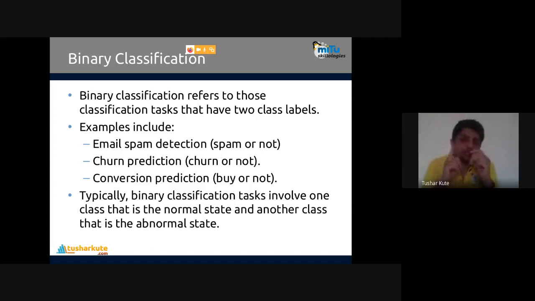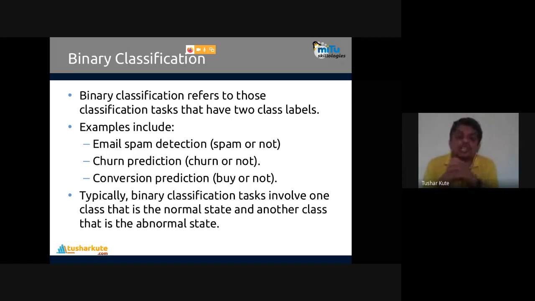The first is binary classification. Binary classification means that the output expected from the data set, from the model, is binary, like spam and not spam, churn prediction, churn or not churn, or conversion prediction, buying or not buying, or fake notes or not fake notes, whether you have to play or not to play. So these kinds of decisions are taken with the help of binary classification.